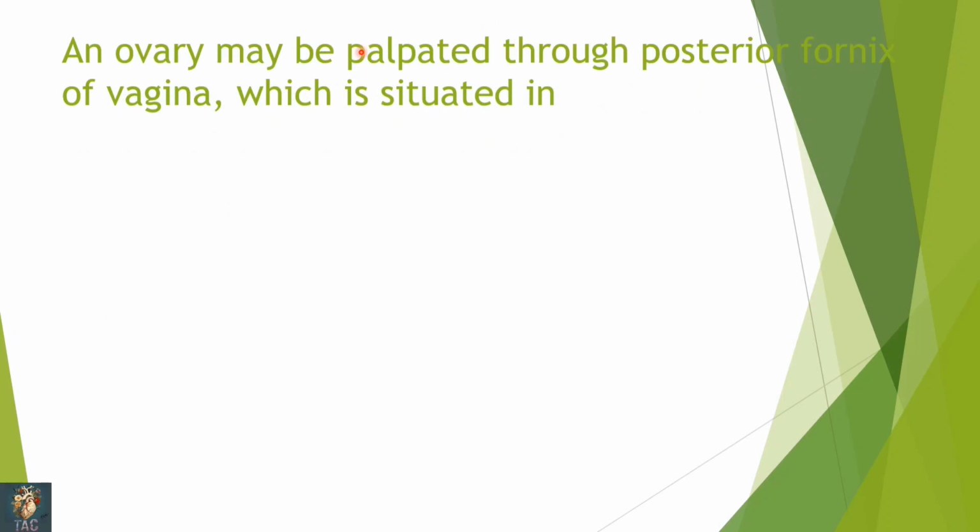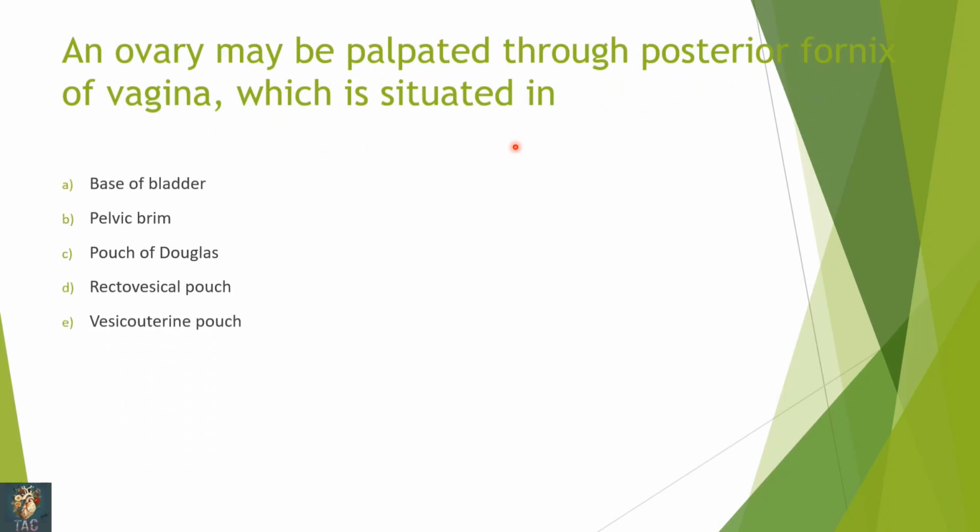An ovary may be palpated through the posterior fornix of the vagina, which is situated in the base of the bladder, the pelvic brim, the pouch of Douglas, the rectovesical pouch, or the vesico-uterine pouch. So this is the pouch of Douglas where the ovaries are usually located and where we can palpate them. So the correct option is C.